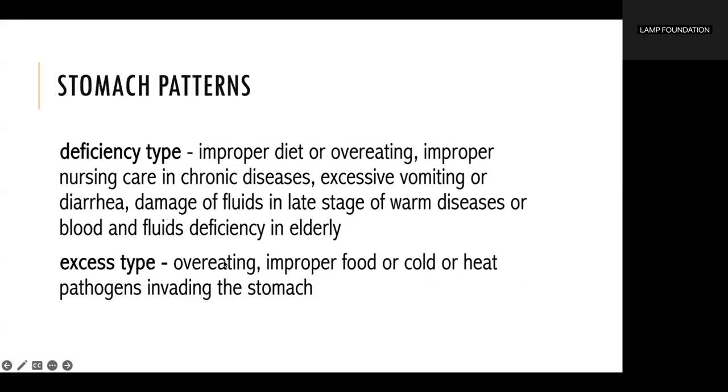Patterns of the stomach can also be classified into two types: deficiency type and excess type. The deficiency type is caused by improper diet or overeating, improper nursing care in chronic diseases, excessive vomiting or diarrhea, damage of fluids in the late stage of warm diseases, or blood and fluids deficiency in the elderly. The excess type is due to overeating, improper food, or cold or heat pathogens invading the stomach.